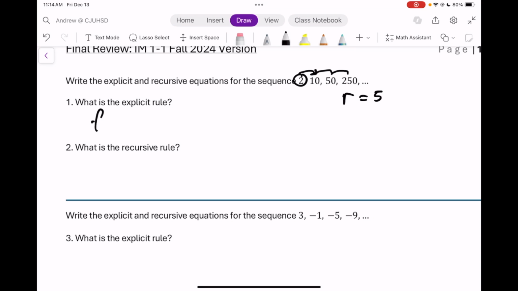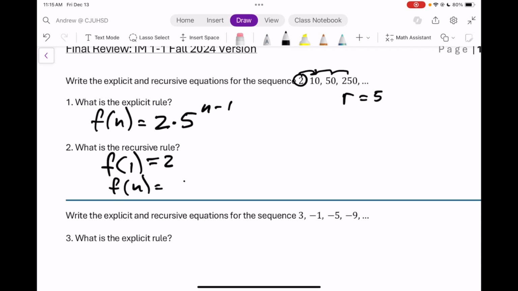So explicitly, that's f of n equals, starts at 2, multiplied by 5 to the n minus 1. Recursively, we state the first term is 2, and then the previous term times 5. Of course, that 5 could be out in the front, it could be in the back. It all depends on what you see.